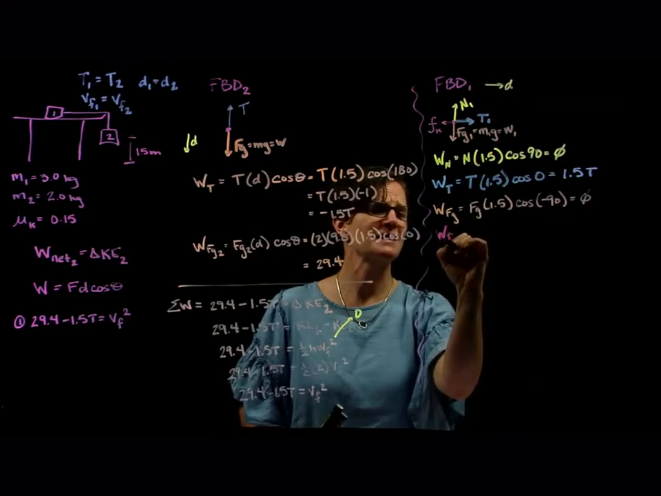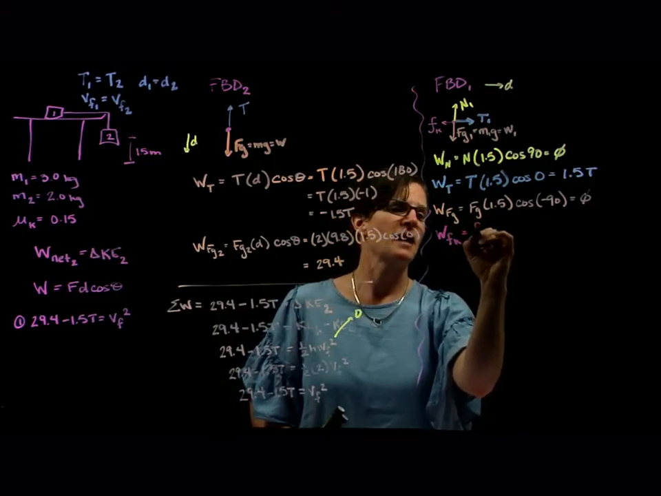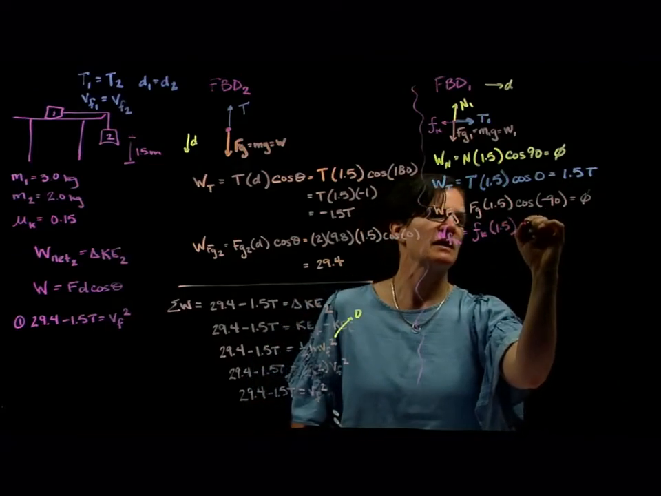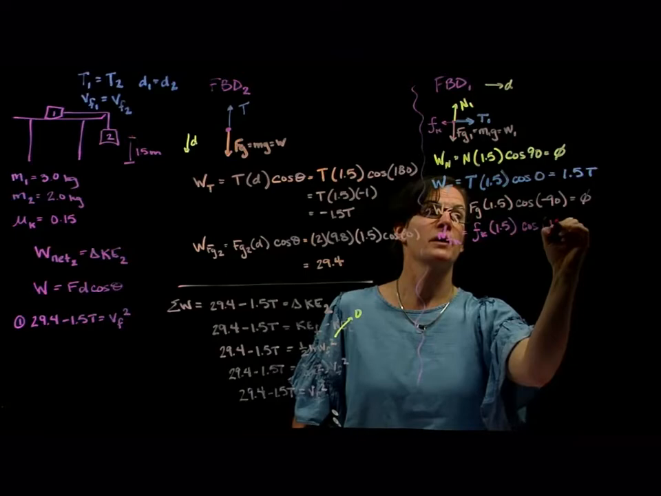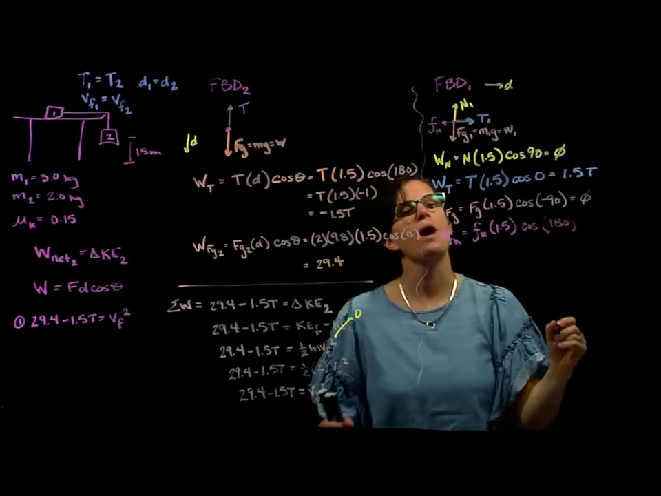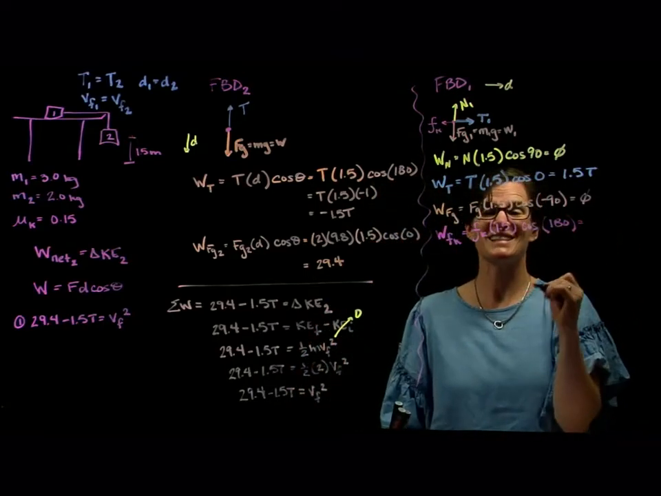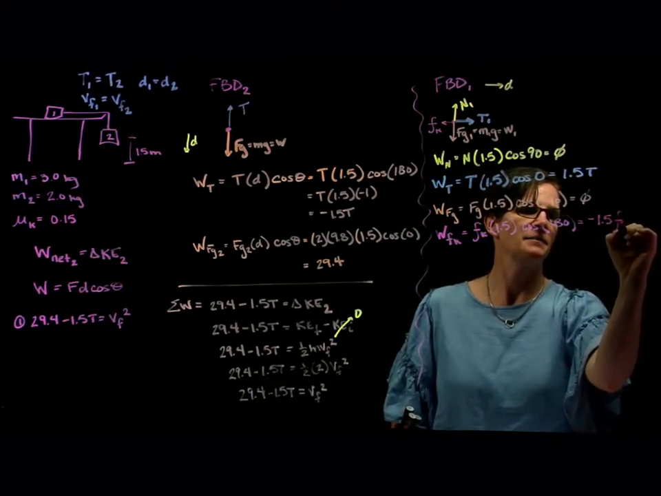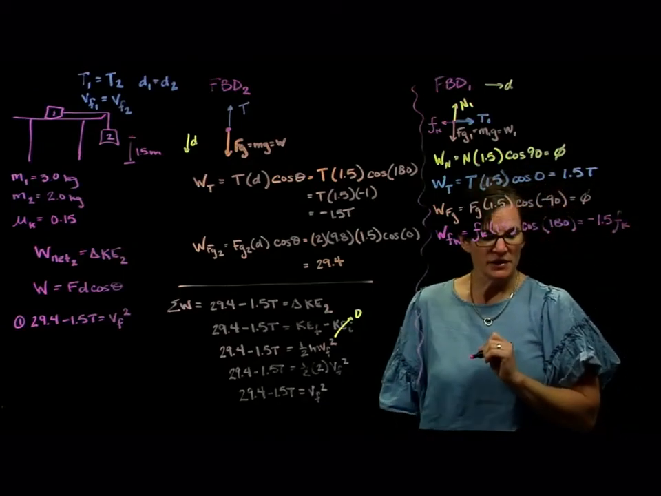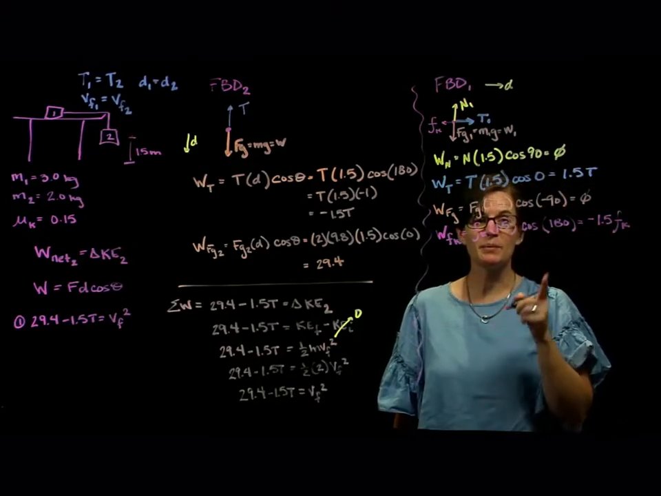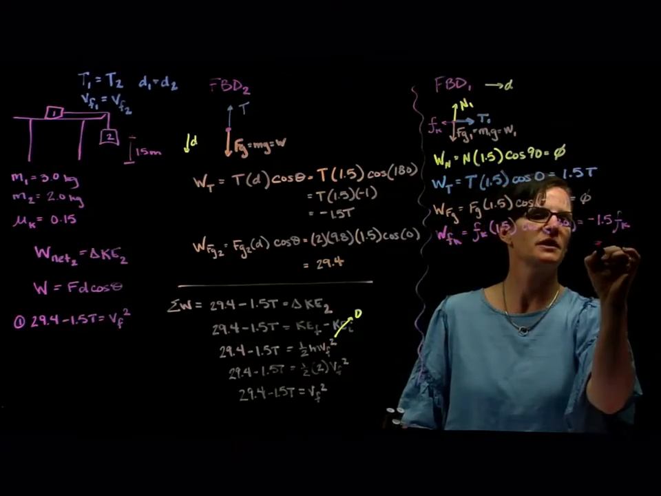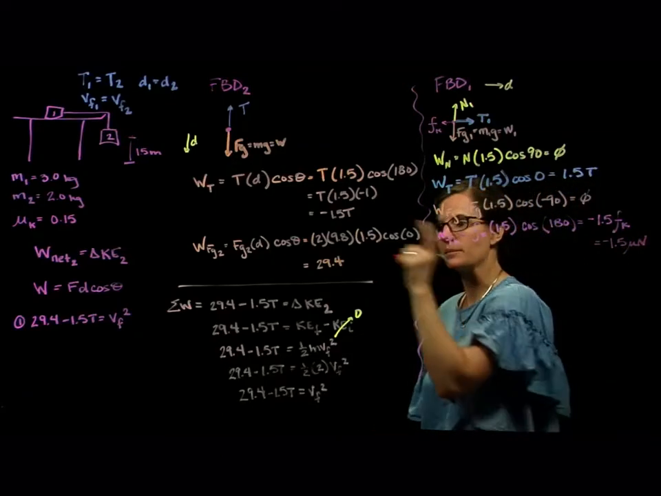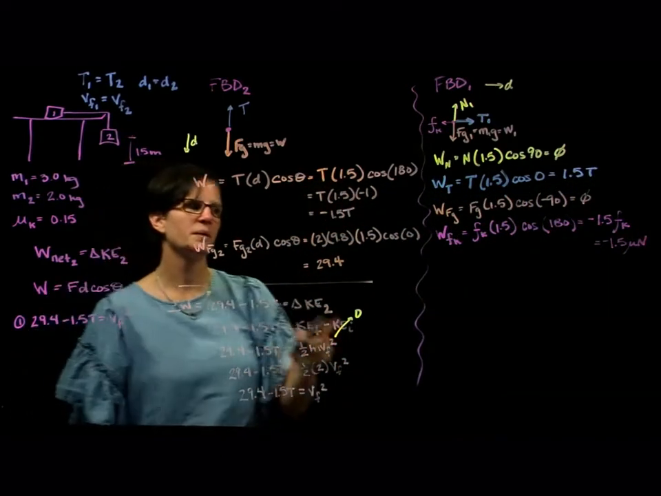All right. The last one is the force that friction is doing. And so we have the frictional force times 1.5 times the cosine of 180. And so our frictional force does work. It's minus 1.5 times the frictional force. Okay, now we want to keep in mind that that frictional force we know is mu times n. Now I'm given mu in the problem, but I don't know n.